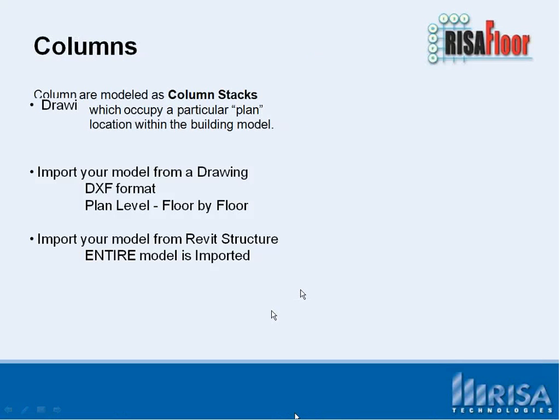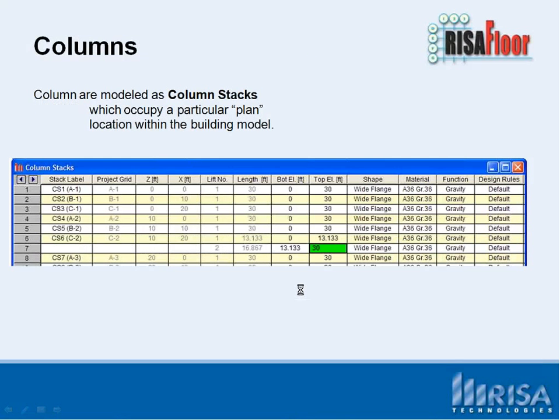Okay, so we talked a little bit about some of these things when we were drawing them, but I want to talk about them in depth. Columns in particular are modeled in here as column stacks. And the way we define those column stacks is that they occupy a particular point in space. So that means that at a certain location in that model, we're going to see a column run. We saw a lot of these columns run full height in our model here.